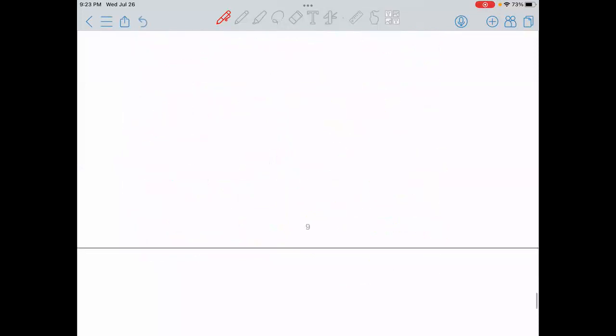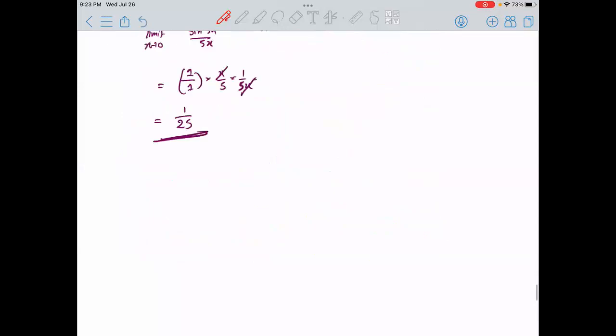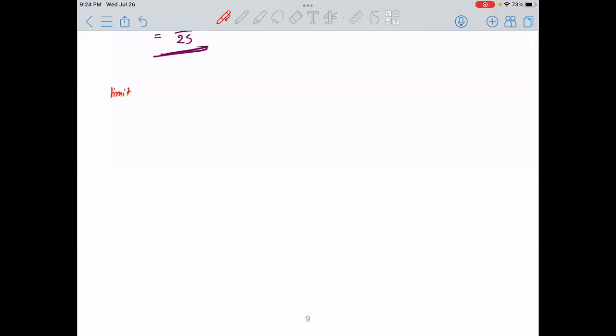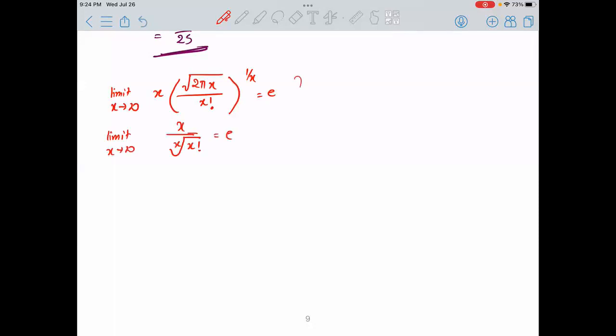Then we'll move on to the next question. Before going to the next question, I want to discuss some important standard limit forms. Look, the limit as x tends to infinity of x into root of 2 pi x, divided by x factorial, whole power 1 by x, equals e. And the next thing is the limit as x tends to infinity of x by (x factorial) power 1 by x equals e. These two are very important.